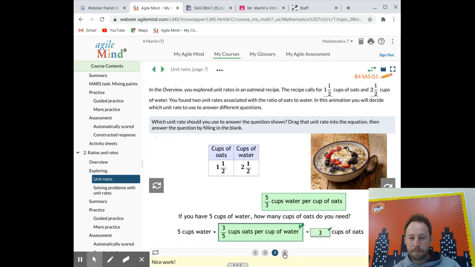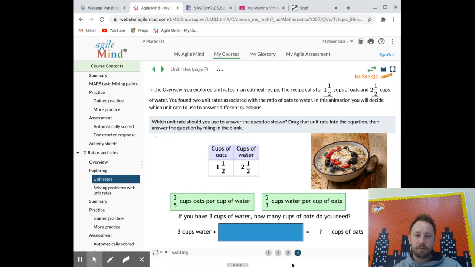No problem. All right, number 4. I'm going to get Chandler to go through this one now since he got some help a while ago. Chandler, read this and tell us what we'll do. If you have 3 cups of water, how many cups of oats would you need? 3 cups of water equals blank cups of oats. So what am I multiplying 3 cups of water by to determine the cups of oats?